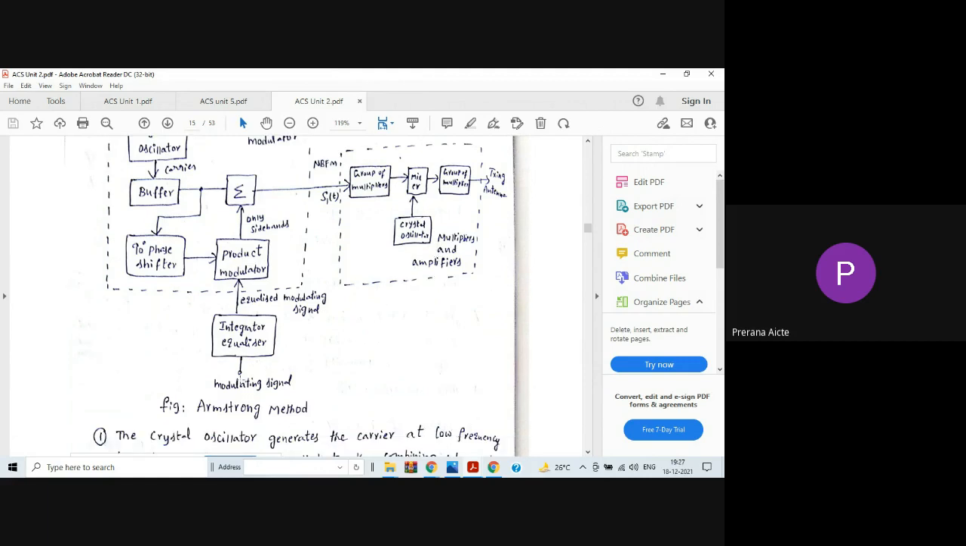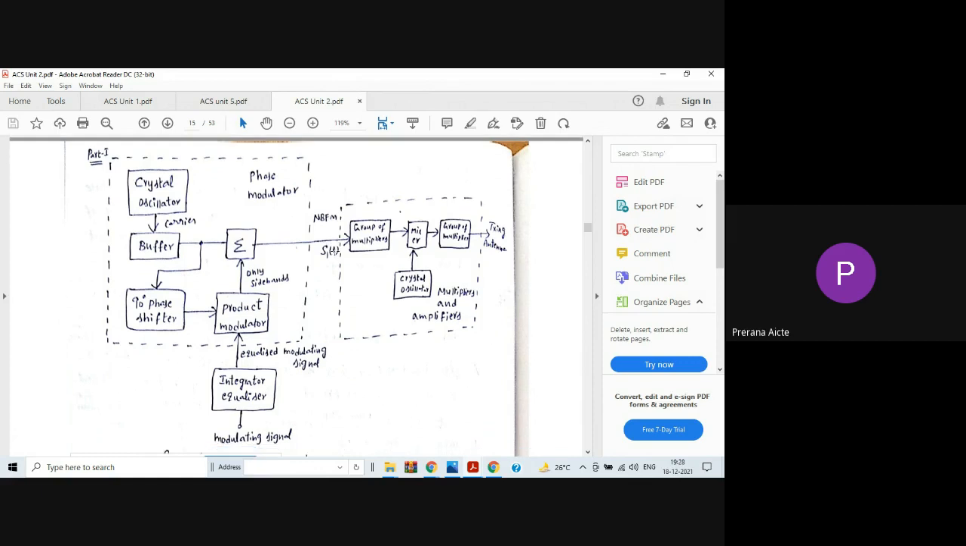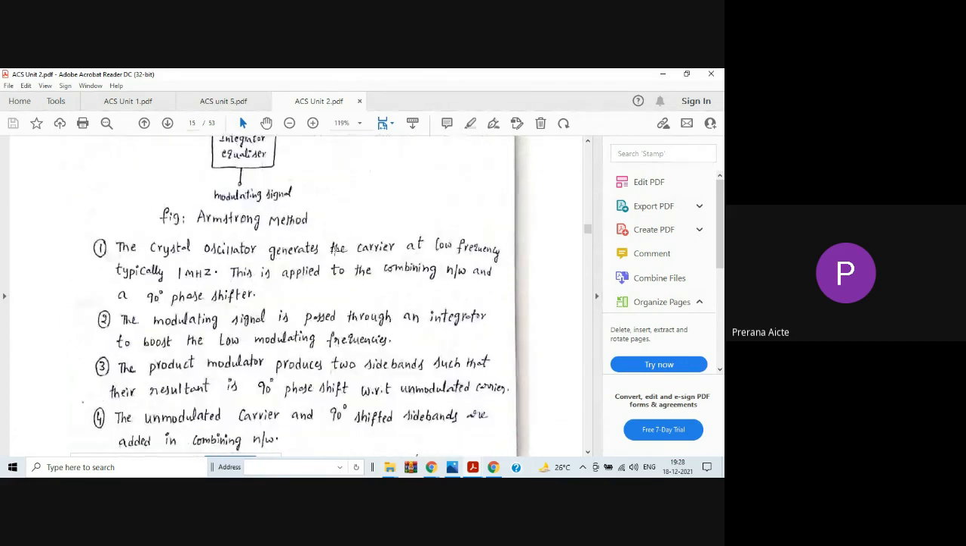See, first we are applying the message signal, which is applied to one of the inputs of the product modulator. Then we are applying one carrier signal. Both will combine in the summer. Then we are able to generate the frequency modulated wave. That is the narrowband frequency modulated wave.